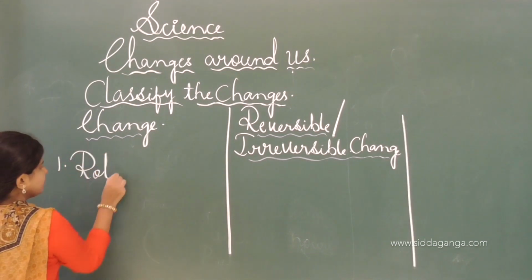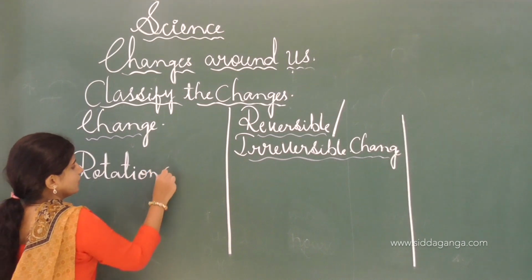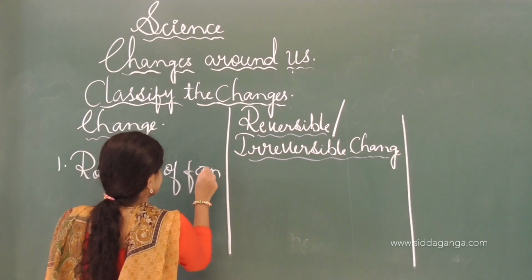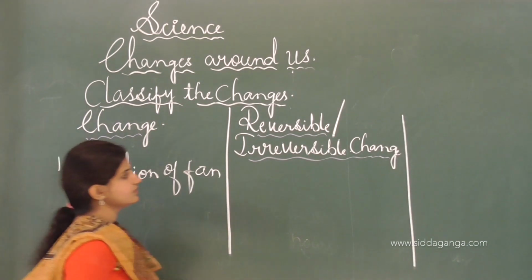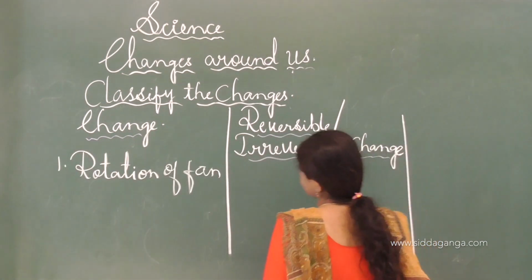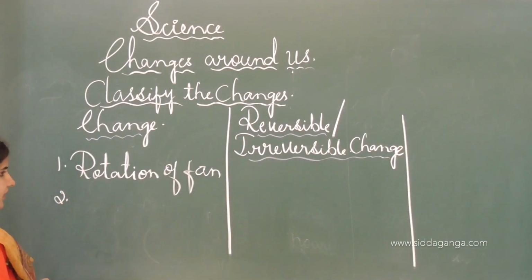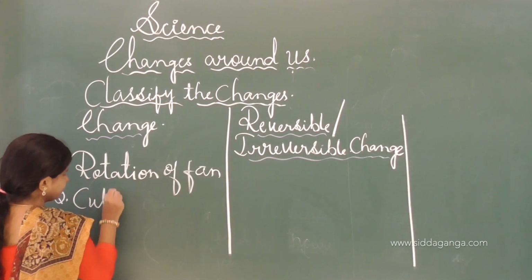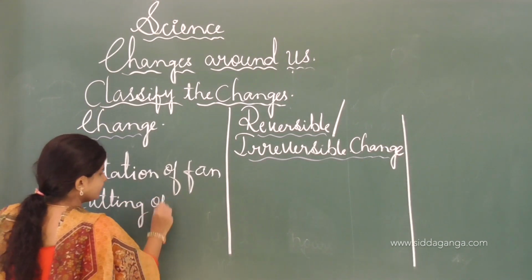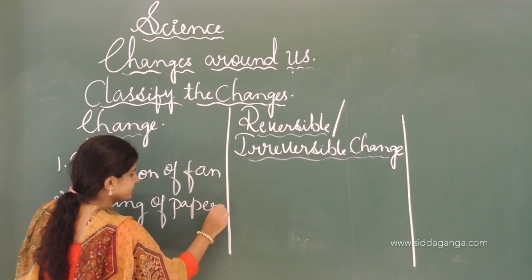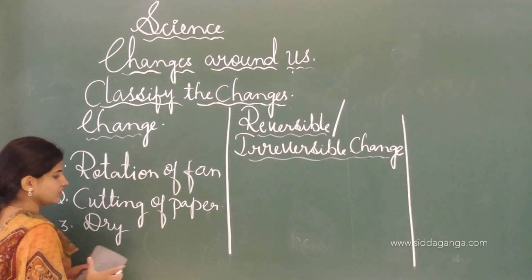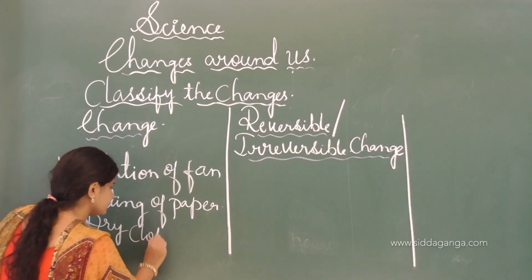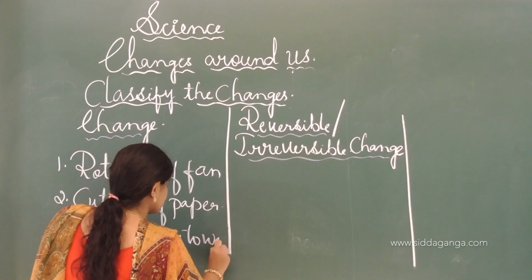See, the first one is rotation of fan. You just think which one is a reversible and which one is an irreversible change. And the second one is cutting of paper. The third one is dry cloths to wet.